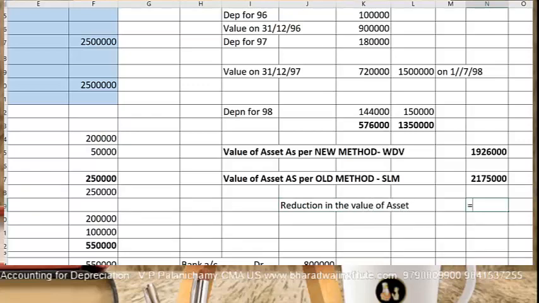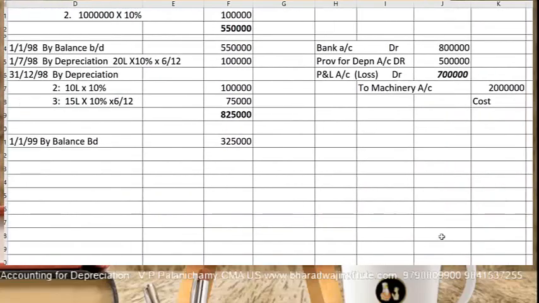Reduction in the value of asset is nothing but 21,75,000 minus 19,26,000. Okay, reduction in the value of asset is 2,49,000. This reduction in the value of asset.